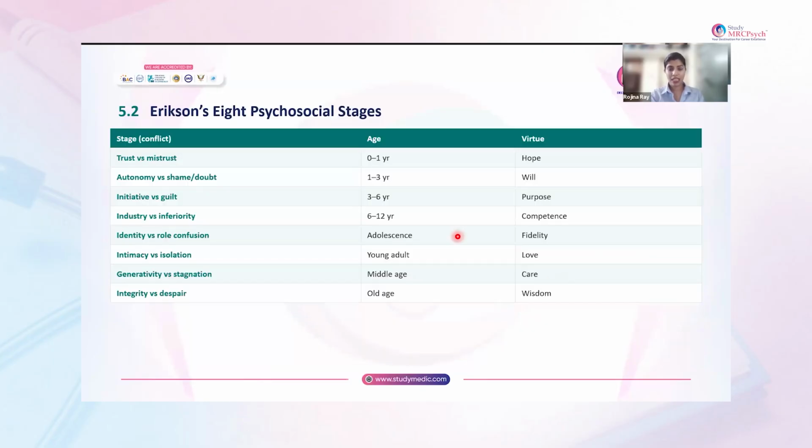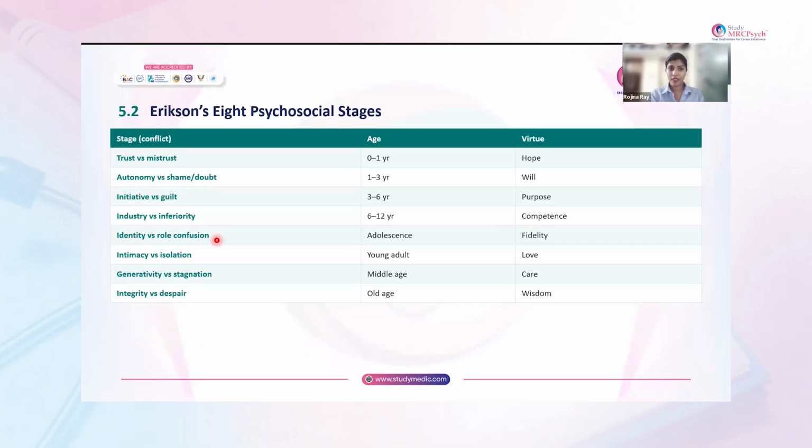So he proposed 8 stages. Remember, there are 8 stages where each phase has a core conflict. The conflict is between trust and mistrust in stage 1, and associated virtue is hope. So infancy it is trust versus mistrust. In toddler stage it is autonomy versus shame, and the virtue is will. In preschool stage it is initiative versus guilt, and the virtue is purpose. In school age, industry versus inferiority, and the virtue is competence.